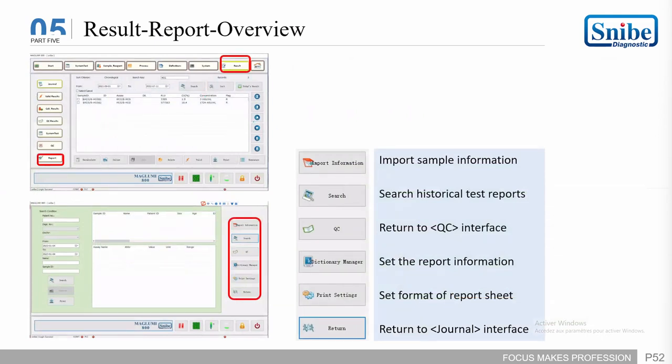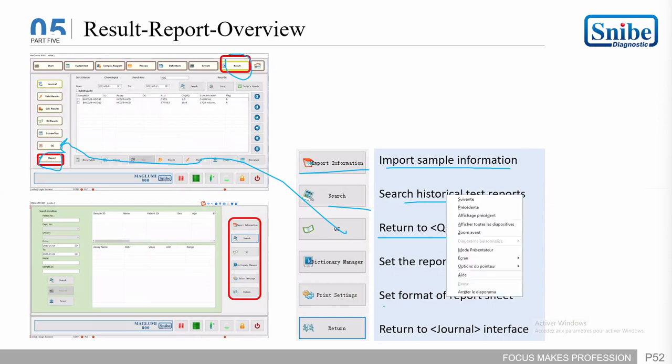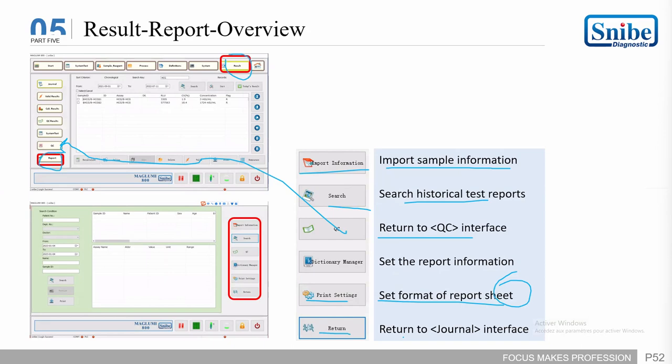For the results report, you can enter the results interface and the report, and then see the different functions in the report. So import information is to import the sample information. Search is to search the historical test report. QC is to return to the QC interface. And dictionary manager is to set the report information. And print setting is to set the format of the report sheet, the report paper. And return is to return to the journal.